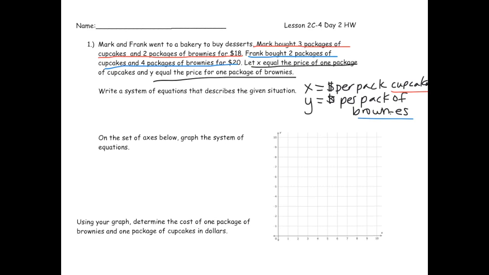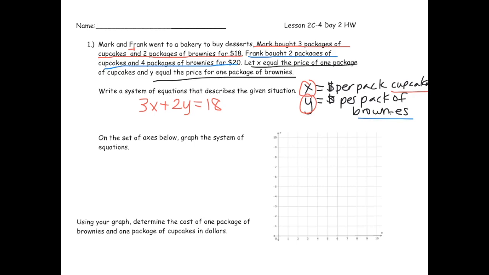It is different. We're given 2 parallel sentences. So I think once we find the first sentence, it's going to be a lot easier. Mark bought 3 packages of cupcakes. Now remember, wherever we see the word cupcake, we're going to think of the letter X. So 3 packages of cupcakes. Is that it? No. We're also, and 2 packages of brownies, plus 2 packages of brownies. Remember, wherever we see brownies, we think Y. And all of that totaled $18. That is Mark's equation. This is the equation that represents Mark's trip to the store.